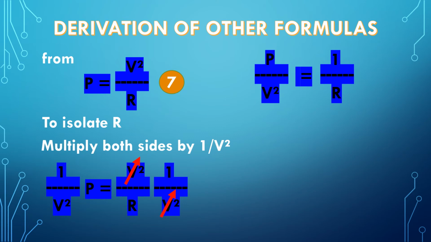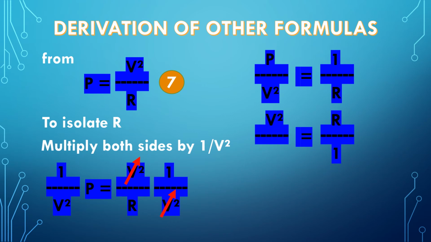Now, the problem here is R is in the denominator. So how are we going to manipulate? So the same rule we will do. Whatever we'll do in the right side, we will do on the left side. So what I will do, I will just reverse. I will put R on the numerator and I will put 1 on the denominator. Also in the left side, I will put V squared in the numerator and P in the denominator. So I am not changing the value of this equation.